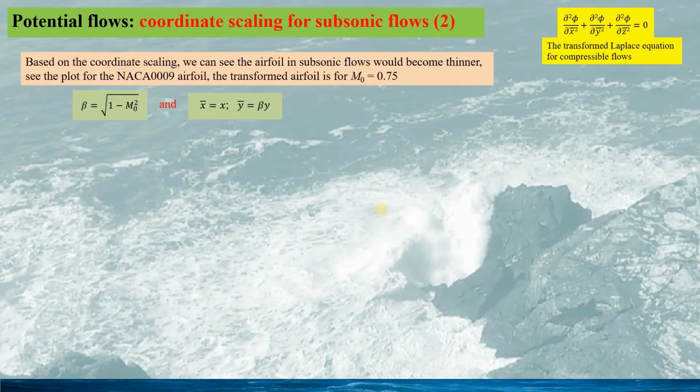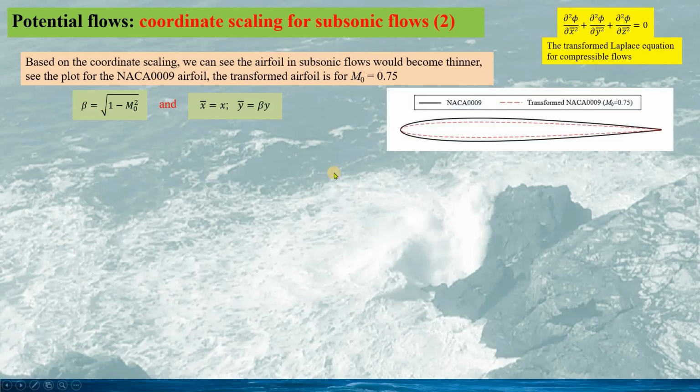One interesting issue here is the coordinate scaling for such a compressible flow. Taking an airfoil as an example, NACA 0009, we can see the coordinate on the x-axis would be the same, but the coordinate on the y-axis would be reduced because of the scaling factor beta here. In the drawing, the Mach number is taken as 0.75, and we can see the transformed airfoil would be thinner than the original airfoil.